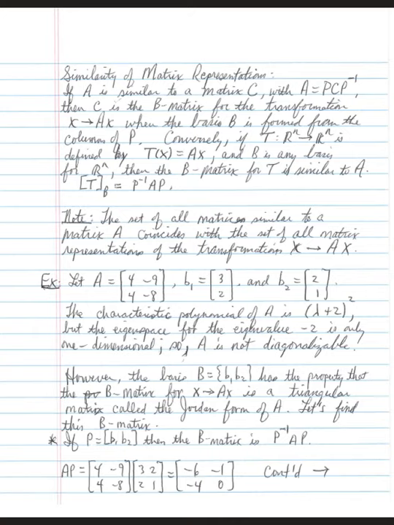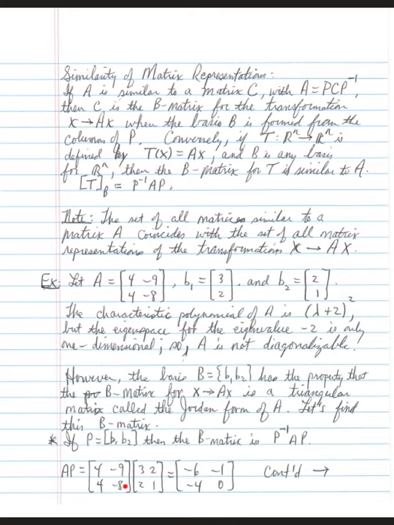However, your basis, vectors B1 and B2, has the property that the B matrix for X mapped to AX is a triangular matrix called the Jordan form of A. Let's find this B matrix. Okay, so P, if you're given these B matrices, B1 and B2, you stack those in here. That's B1, B2. So your B matrix is going to be defined as P inverse times A times P.